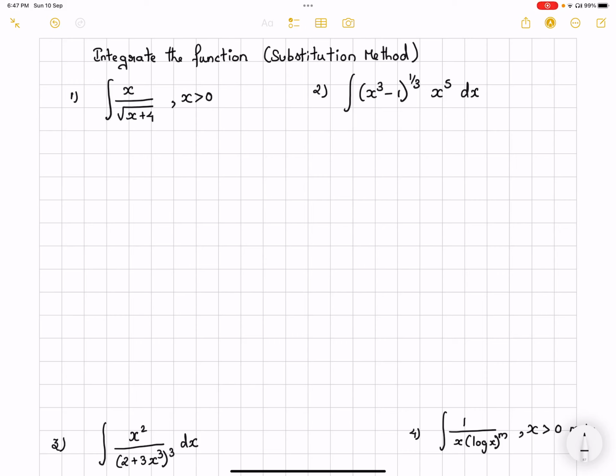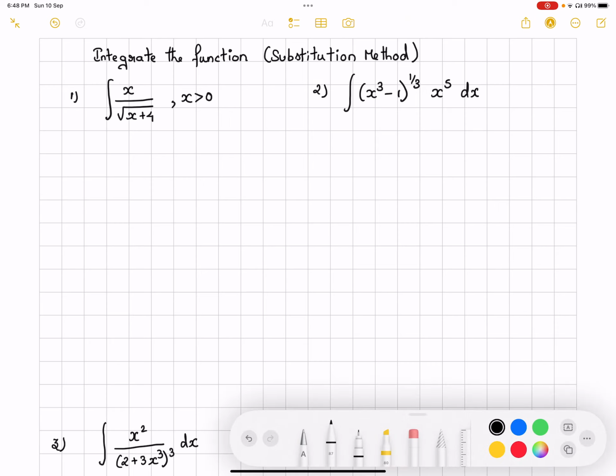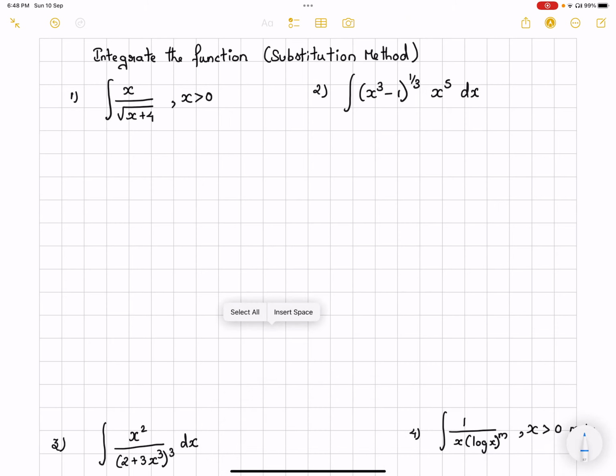Hello everyone. In this video, we will be working out a few more problems based on the substitution method. So let's start with the problem. Here we have the integral of x divided by root of x plus 4, and x is greater than 0. Why do we specify that x is greater than 0? There's a reason behind it.